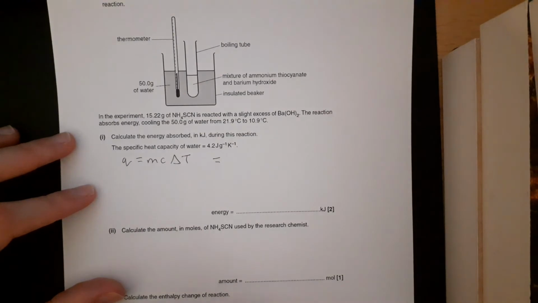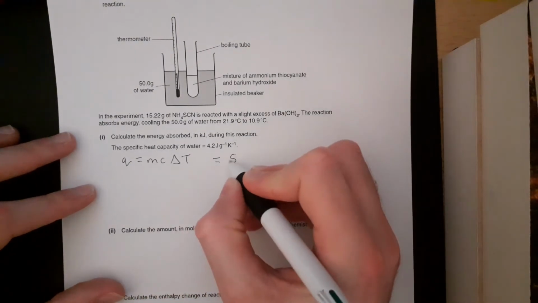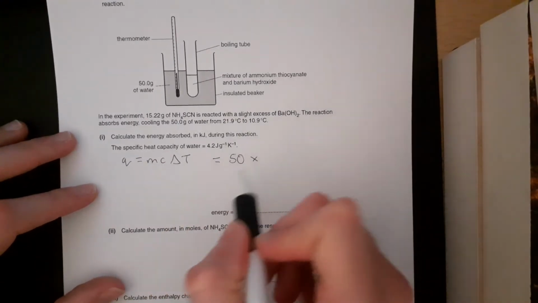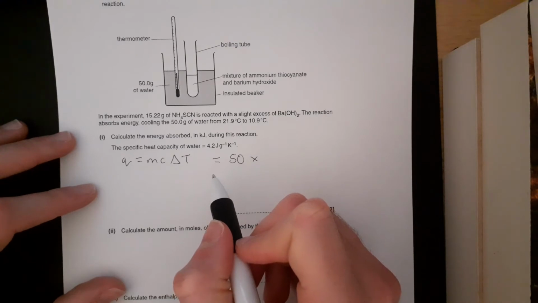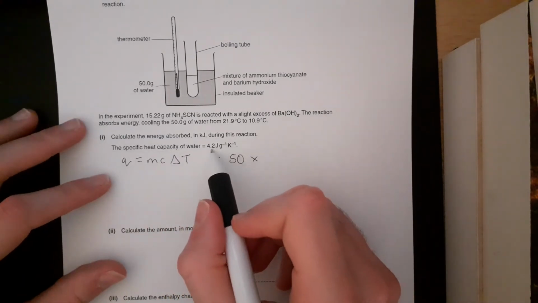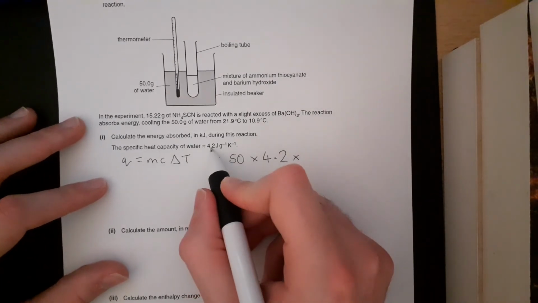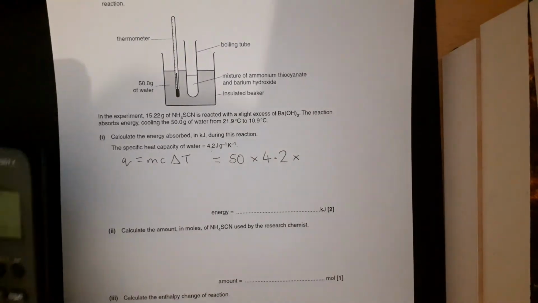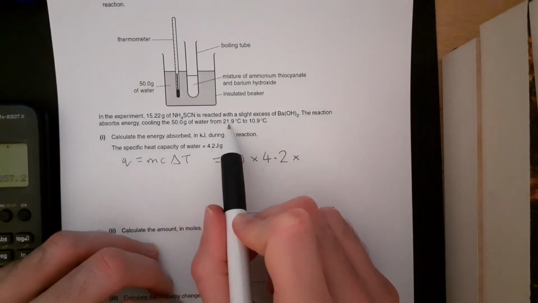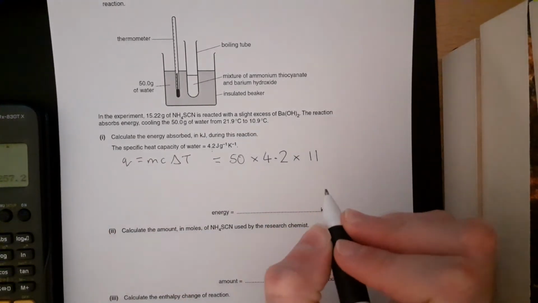So the mass here is the 50 grams of water. The heat capacity, just make sure you're reading the question. In all the other questions the heat capacity has been 4.18, and in this question it's 4.2 for some reason. But we need to use whatever value they've given us. Don't get clever and think you know what it is. And then the temperature change is from 21.9 to 10.9, so that's 11.